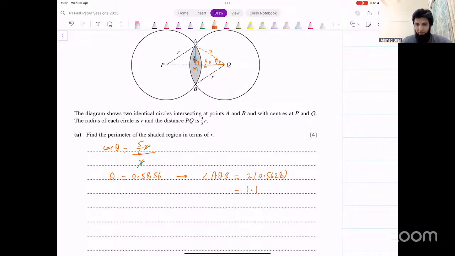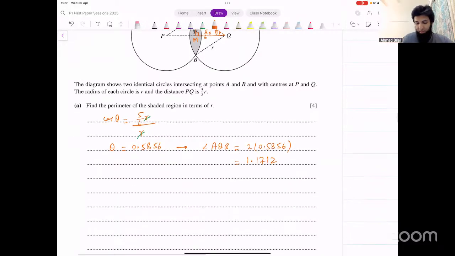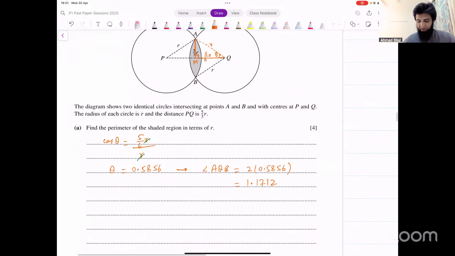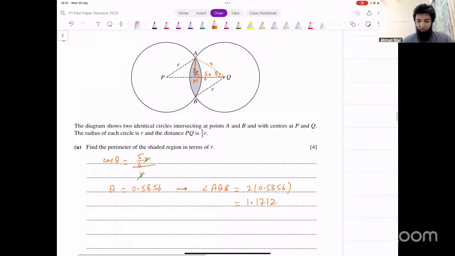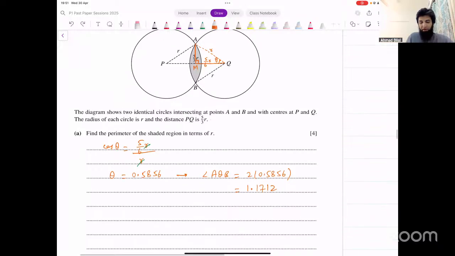Okay, all right. Then you multiply this by 2. What do you get from that? 1.1712. Okay, all right. Thank you. 1.1712 or 13, depending on what value you're using, but that's okay. This is 5 significant figures, so that should be safe. We've got this complete angle. Now we can find half of that.